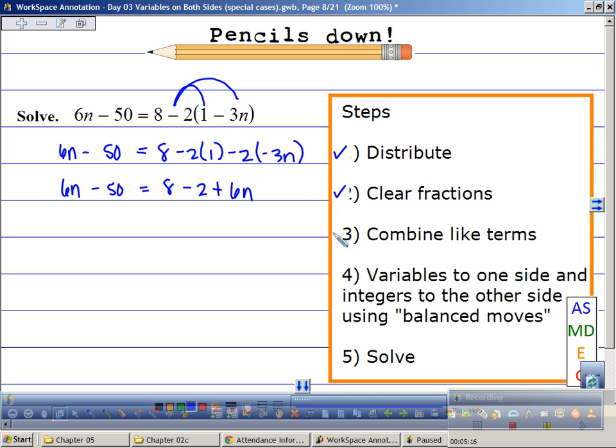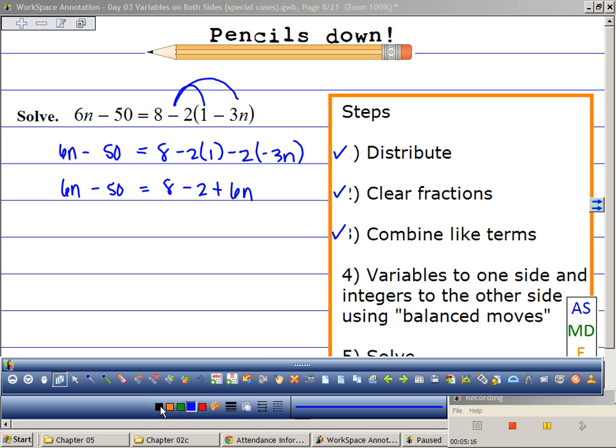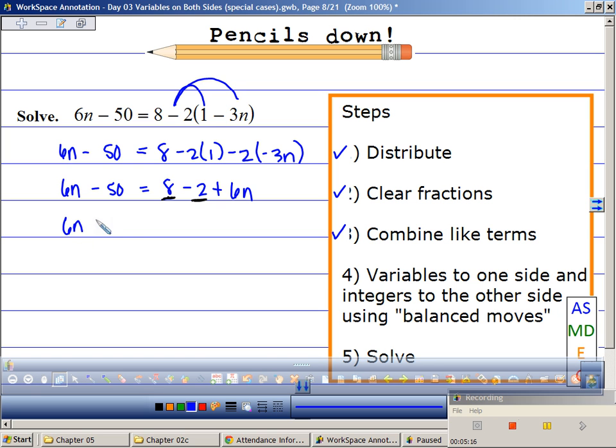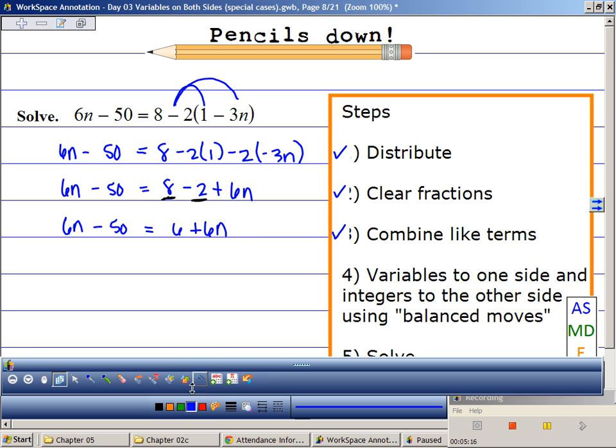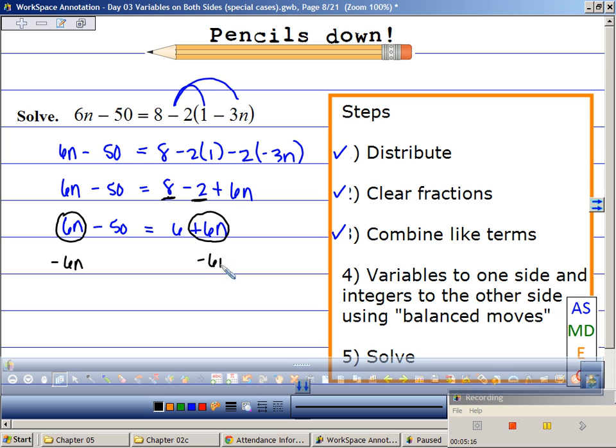Let's go ahead and combine like terms. Let's see. I don't have anything to combine over here. Over here I have an 8 and a negative 2. So let's rewrite this side. 6n minus 50 equals 6 plus 6n. If I have the same thing on both sides, can't I remove the same thing off of both sides? Right? Same thing as saying negative 6n to both sides, correct? It's going to give us the same result.